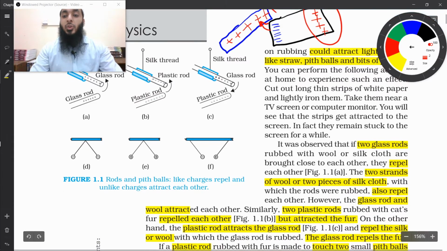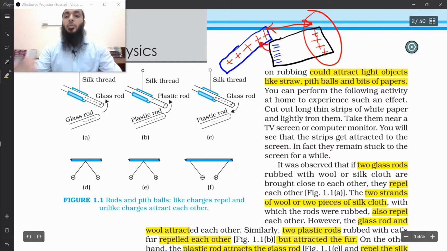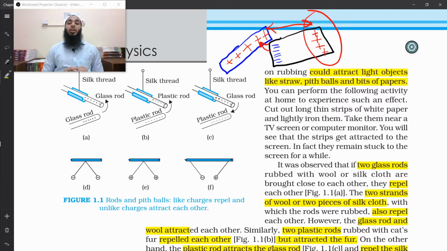Now you can perform the following activity at home to experience such an effect. Cut out long thin strips of white paper and lightly iron them. Take them near a TV screen or computer monitor and you will see that the strips get attracted to the screen. In fact, they remain stuck to the screen for a while.